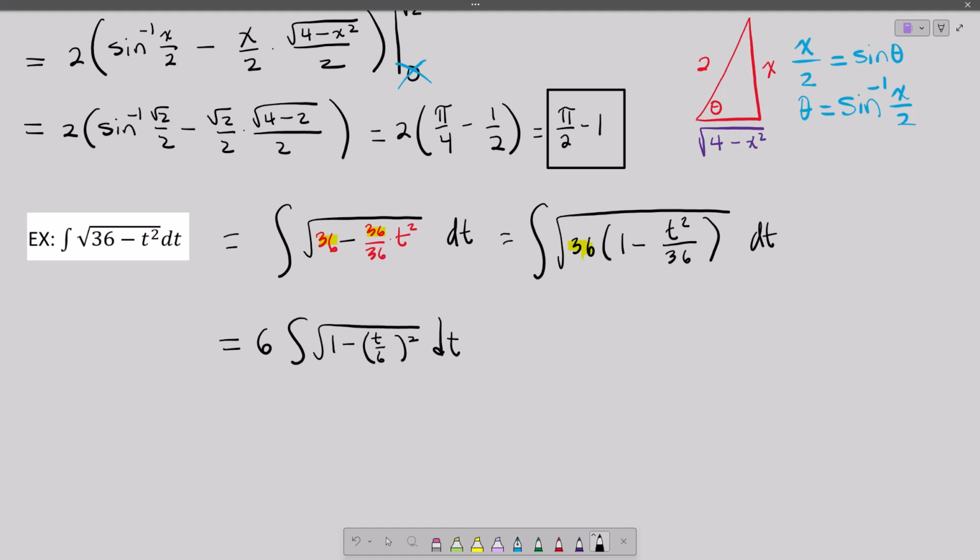All right, now go ahead and do the next step. So we look at that, it's a difference of squares with a leading 1, and a difference of squares with a leading 1 puts us in the same situation we were in just a moment ago. Difference of squares with a leading 1, we want to let, in this case, t over 6 be equal to sine, because 1 minus sine squared will turn into cosine squared. So go ahead and do that substitution.